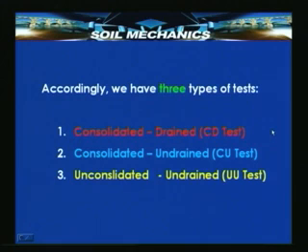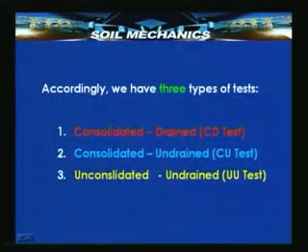Accordingly, we have three types of tests. First one is the consolidated drained test, second is the consolidated undrained test, and the last one is the unconsolidated undrained test. We do not use the unconsolidated drained test, because it is not a realistic combination. It does not normally happen in the field. The names normally used for these tests are CD, CU and UU.